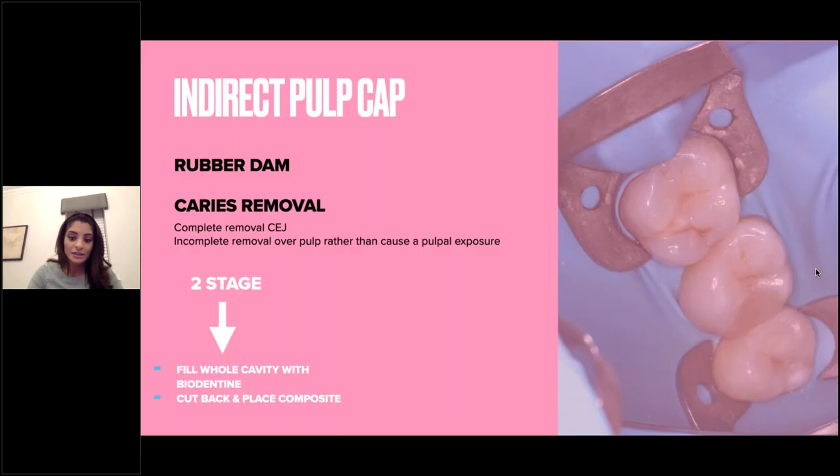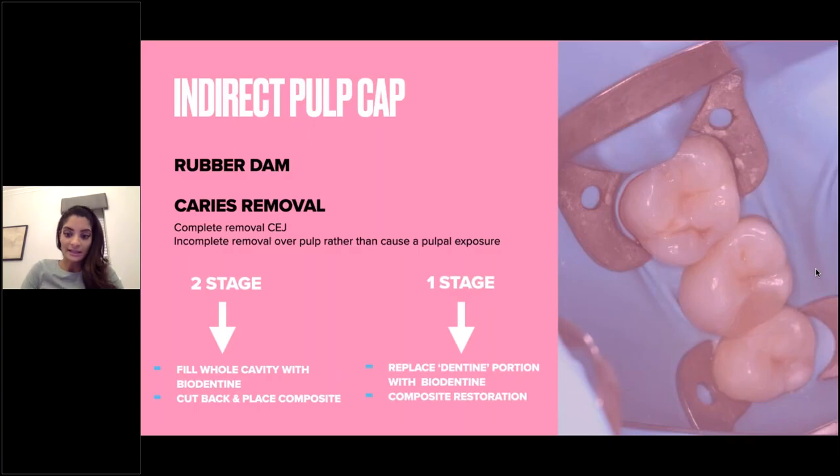Now we can use biodentine in two ways. The first is the two-step procedure, and this is where we fill the whole cavity with biodentine. And then after about 2 weeks or so, you can leave it for a little bit longer, at a separate visit, you cut back the biodentine and place a composite restoration or a permanent restoration.